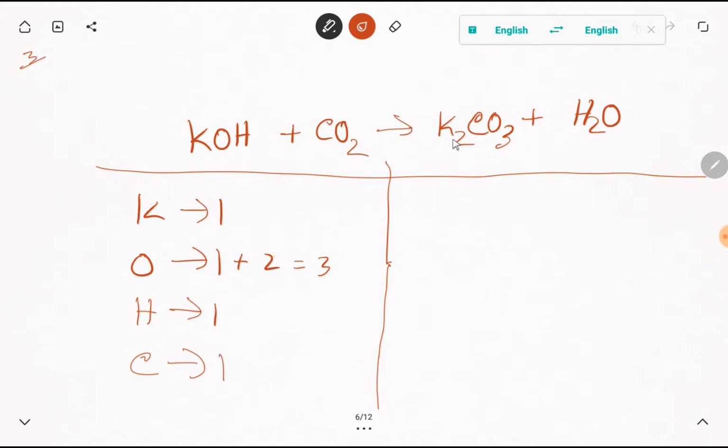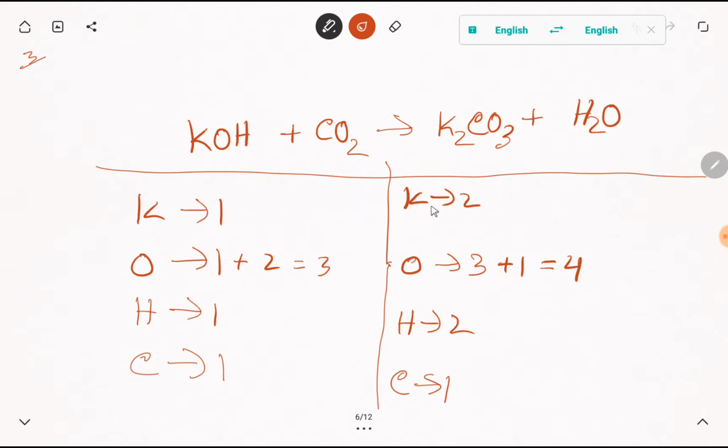So in the right hand side you have here potassium, that is 2, then carbon, that is 1, then oxygen, that is 3. Then here you have hydrogen, which is 2. Then here you have 1 oxygen. So let me add here, so 4.